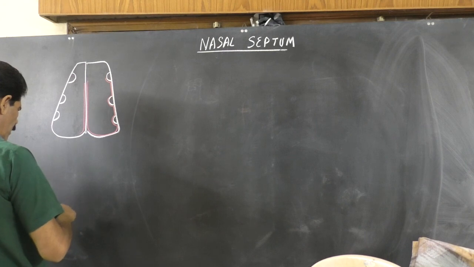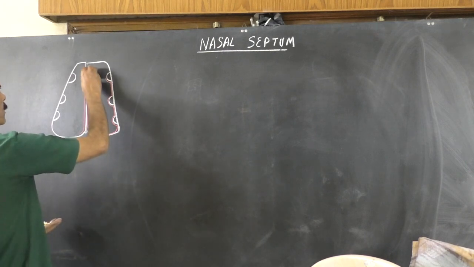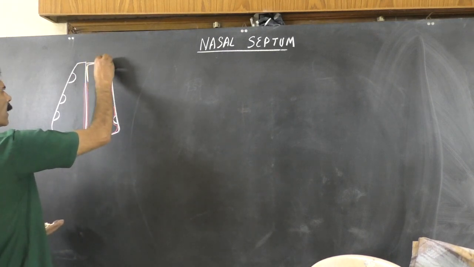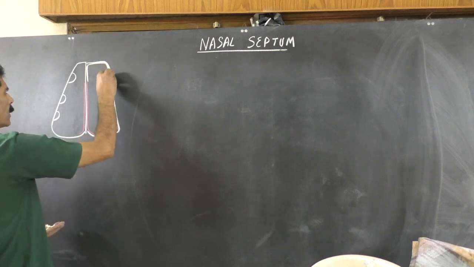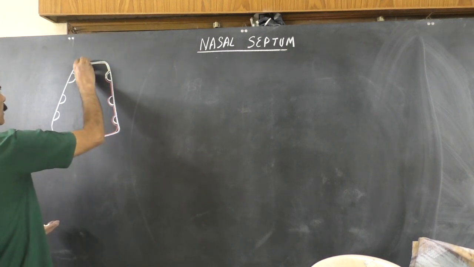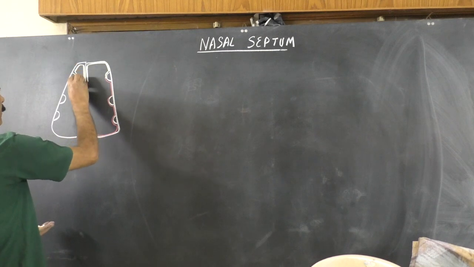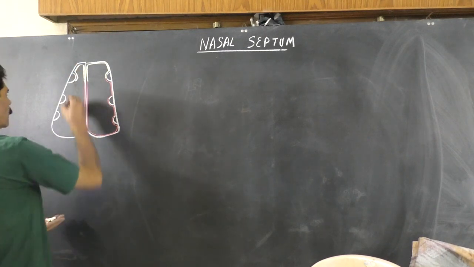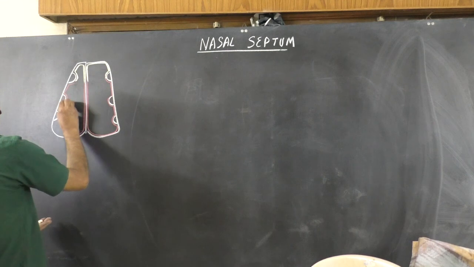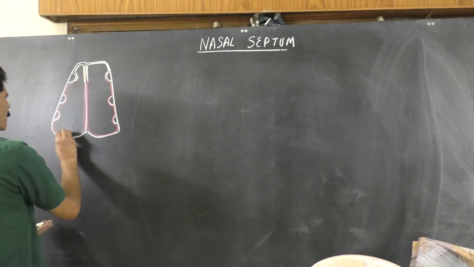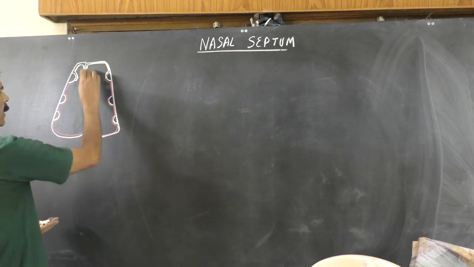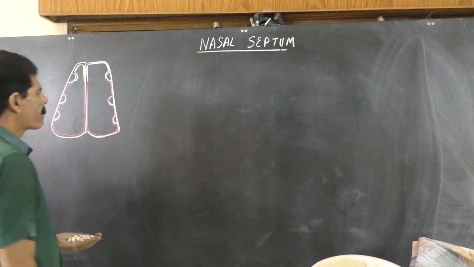while the upper one is the olfactory mucosa lining the upper part, or the roof of the nasal cavity, as well as the lateral wall, and the same is the medial wall, that is the nasal septum. So the lining is ciliated columnar in the lower part and olfactory mucosa in the upper part.